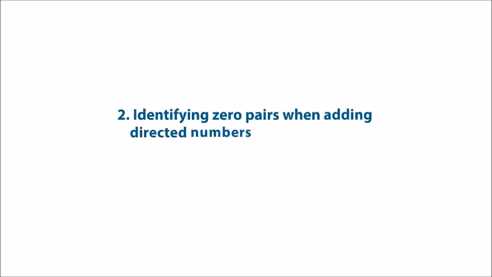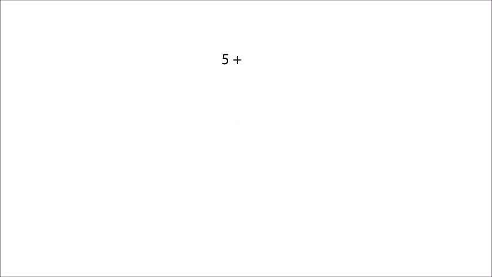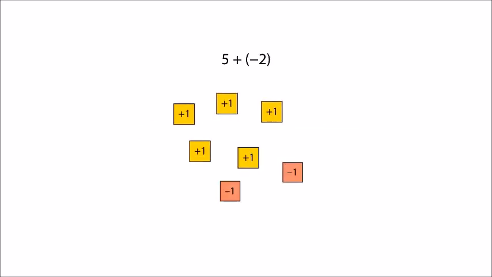Now let's look at identifying zero pairs when adding directed numbers. We can represent the addition 5 add -2 using 5 +1 tiles and 2 -1 tiles. There are 2 zero pairs. As these have a value of 0, we can remove these tiles. This leaves 3 +1 tiles, representing a solution of +3.